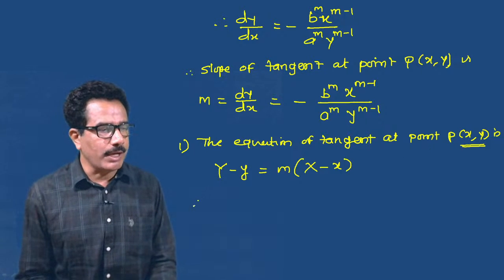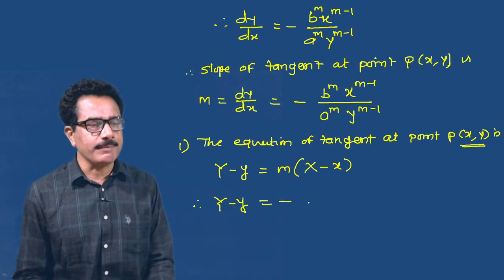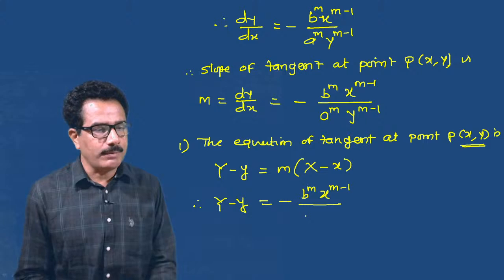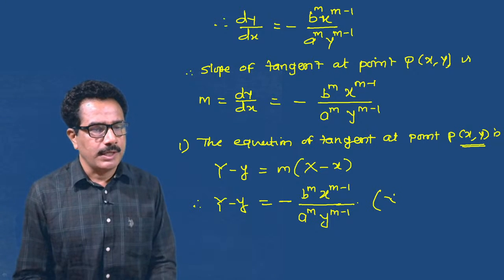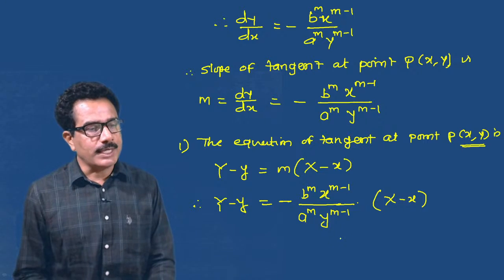So put this value, capital Y minus small y is equals to, put this m means what? b raised to m into x raised to m minus 1 divided by a raised to m into y raised to m minus 1 into (X minus x). So you can write this.